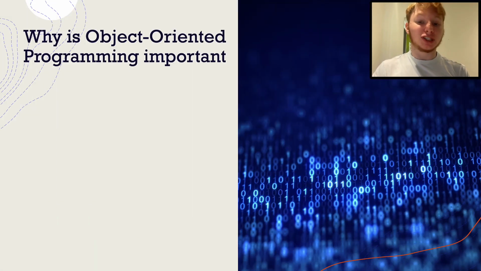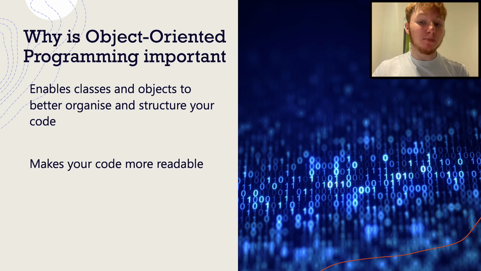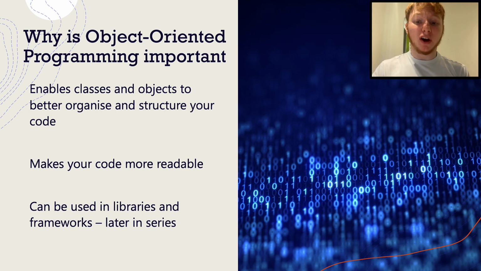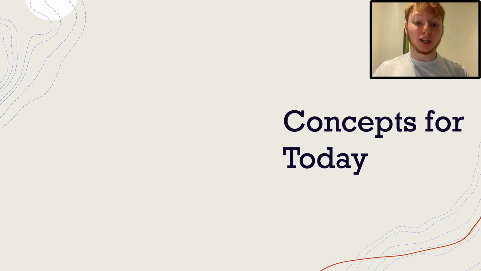Object-oriented programming is so important for coding. It enables the structuring of code using classes and objects for better organisation. The code is therefore much more readable, and understanding object-oriented programming for libraries and frameworks is important for what we are going to be going into later in the series. We shall be going through the concepts of classes, objects, attributes and methods, and I'll also be showing you how to use these in your Python algorithms.